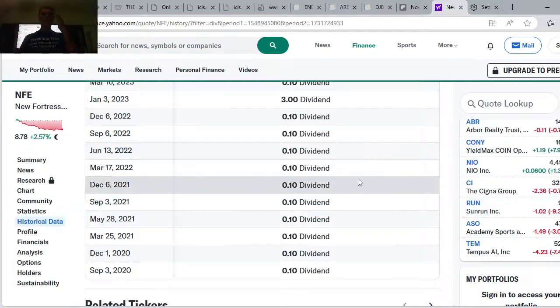All right, anyway, no to this one only because it has only 4 years of dividends. That's it, 4. Okay, I like 20 years of dividends. Sorry, Steve.